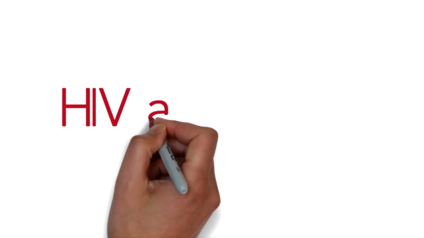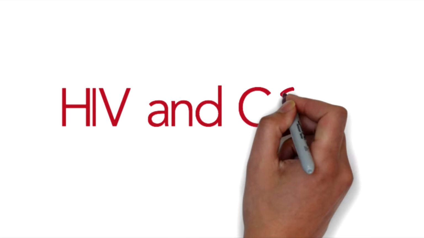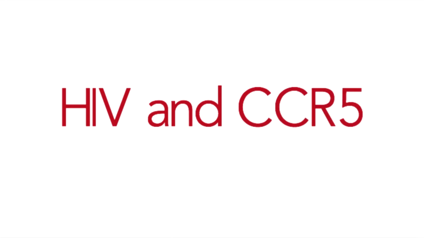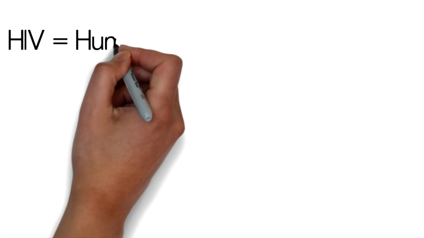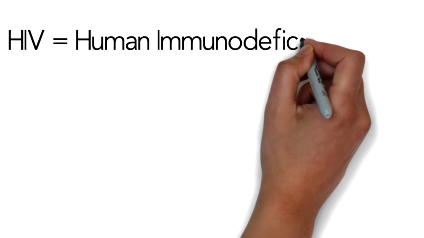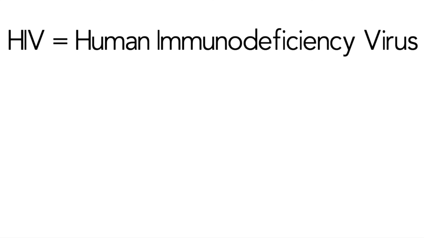Welcome! This video introduces HIV and CCR5. CCR5 has a naturally occurring gene mutation that provides resistance to HIV. Let's start with the basics. HIV stands for Human Immunodeficiency Virus. HIV means both the disorder and the virus.